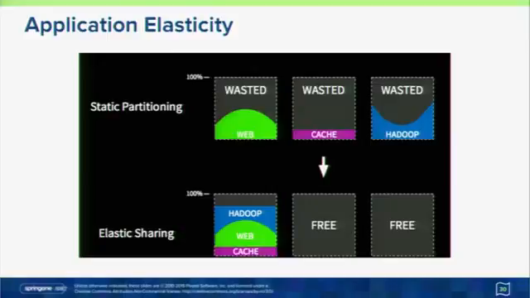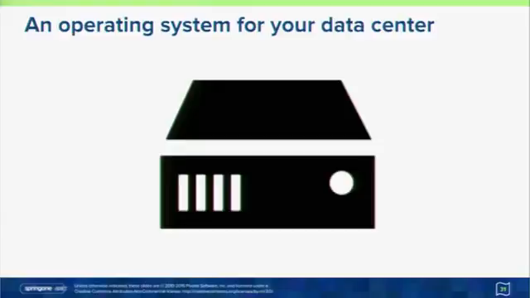Data centers are somewhere between 5 and 60% of complete utilization, right? So if you're at 10% or 5% utilization, that means you're wasting 90% of your resources. That's the difference between static partitioning and elasticity. And we're not talking about VMs. We're talking about CPU, RAM, disk, network, fine-grained resources. And that's where Mesos comes in.